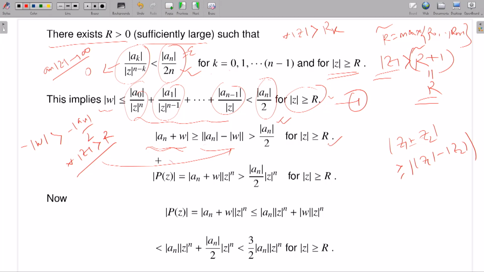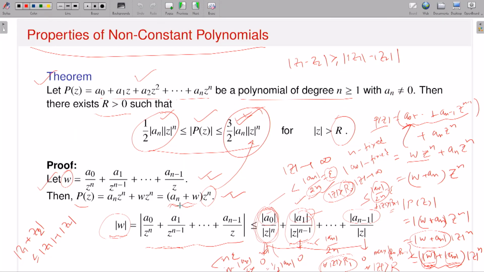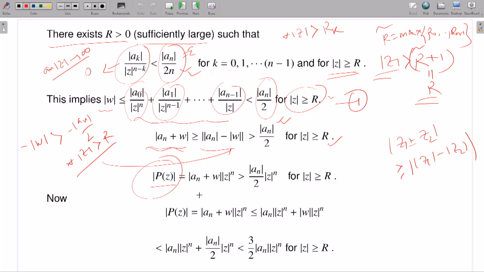Now look, for the lower bound I will have modulus of p(z), and what is the expression of p(z)? Look, p(z) is a_n plus w times z to the n. If I take the absolute value, this should be modulus of a_n plus w times mod z to the n. Just now I have concluded that modulus of a_n plus w is greater than half of a_n, so this should be half of a_n times mod z to the n. This is okay for all mod z greater than r. You can forget the equality, because you can take r_2 ideal as the maximum and take r as r_2 ideal plus 1. So for all mod z strictly greater than r, this is also true.